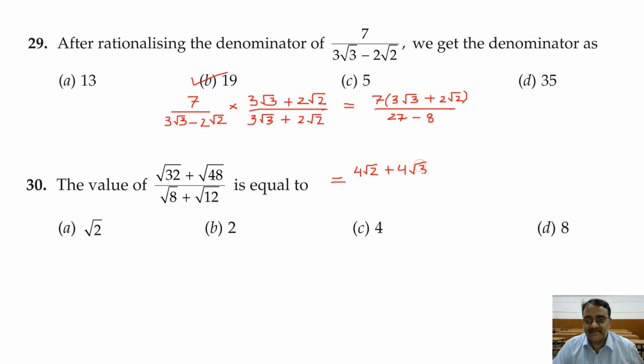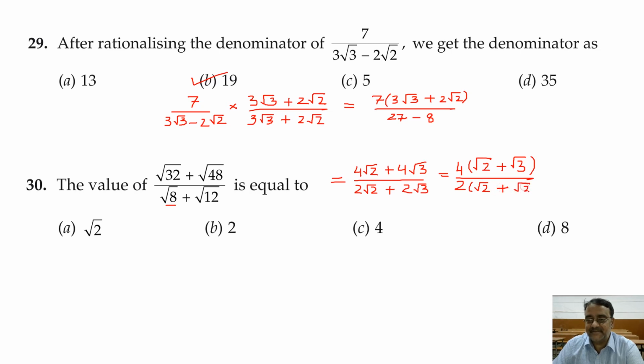This is clear? Yes, sir. Okay. Now root 8 we can write as 2 root 2. And root 12 we can write as 2 root 3. So numerator से हम लोग 4 common ले सकते हैं. So if you take 4 common, we'll get 4 into root 3 plus root 2, and in the denominator 2 into root 2 plus root 3.